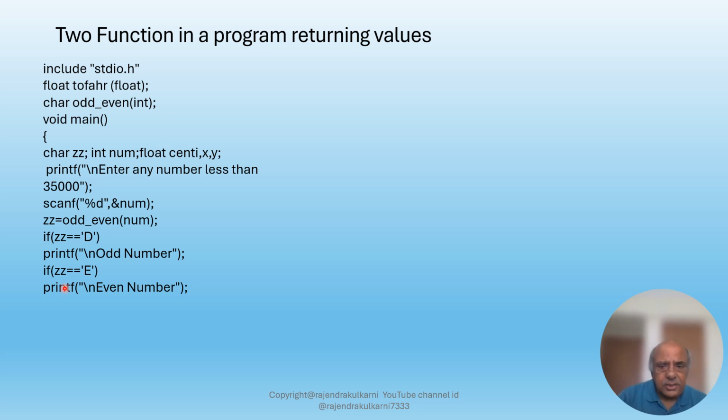Then there is a small logic. If zz is equal to uppercase D, printf odd number. If zz equal to uppercase E, printf even number. So what this odd_even function does is it checks the value of num sent to it, and it checks whether it is an odd number or an even number.